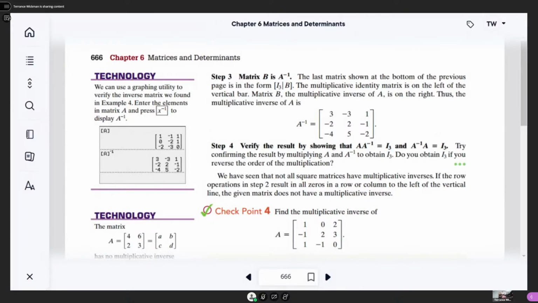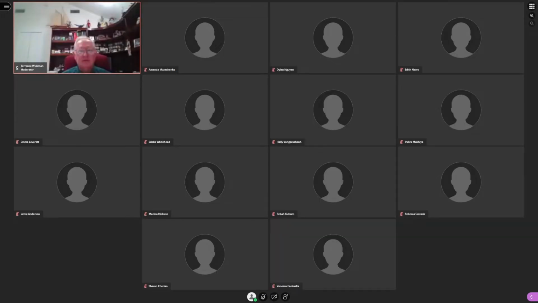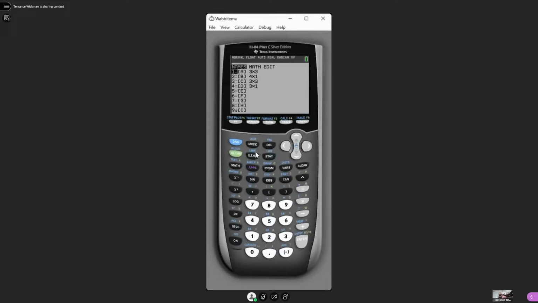Let's do it with our calculator. We have it already loaded. There it is. Our matrix is A. We'll hit enter. We're going to hit the inverse button again. Pretty easy. And there it is. 3, negative 3, 1, negative 2, 2, negative 1, negative 4, 5, negative 2. Very, very easy, if you know how to use your calculator.